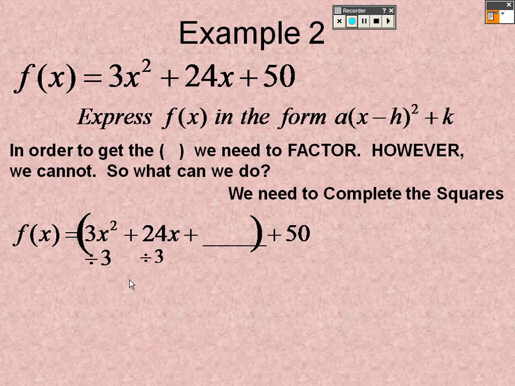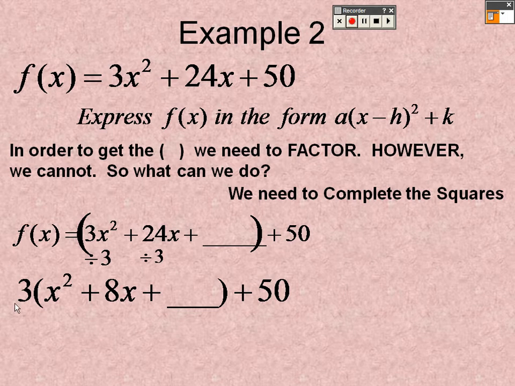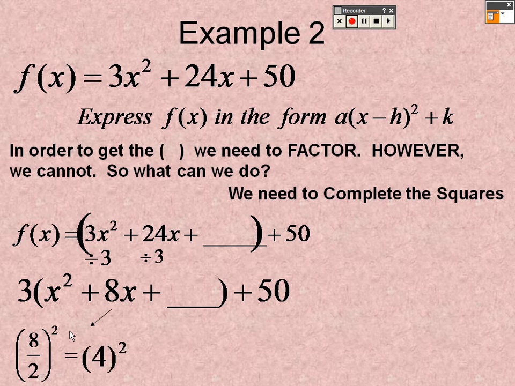So I divide the 3 by 3 and the 24 by 3, just so I can get rid of that number out in the front. But I pull that number out front now. So I make that 3 go on the outside. 3 divided by 3 is 1. 24 divided by 3 is 8. Now I can use the b over 2 squared formula for completing the squares. So 8 over 2 squared, which is 4 squared, which is 16. So I plug a 16 in there.